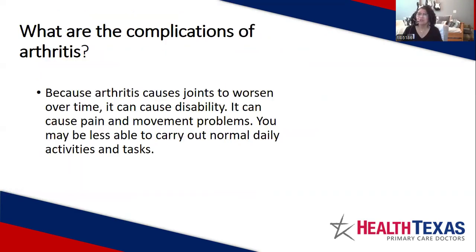Next. So, what are some of the complications? Because arthritis causes joints to deteriorate over time or worsen, one of the biggest complications is disability, immobility. It can cause pain and movement problems. You may be less able to carry out normal daily activities and tasks, such as walking to the restroom or to the refrigerator, preparing meals, and things of that nature, dressing yourself. If the arthritis is severe in your hands, you may not be able to button or zip your own clothes.